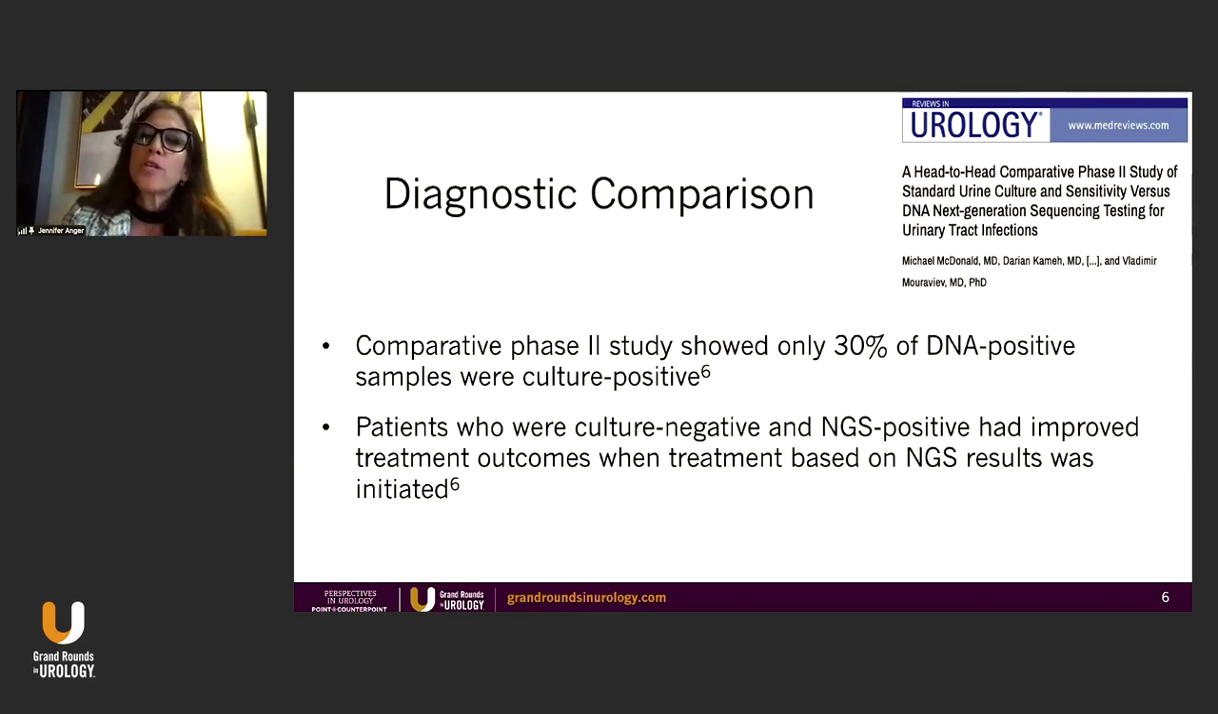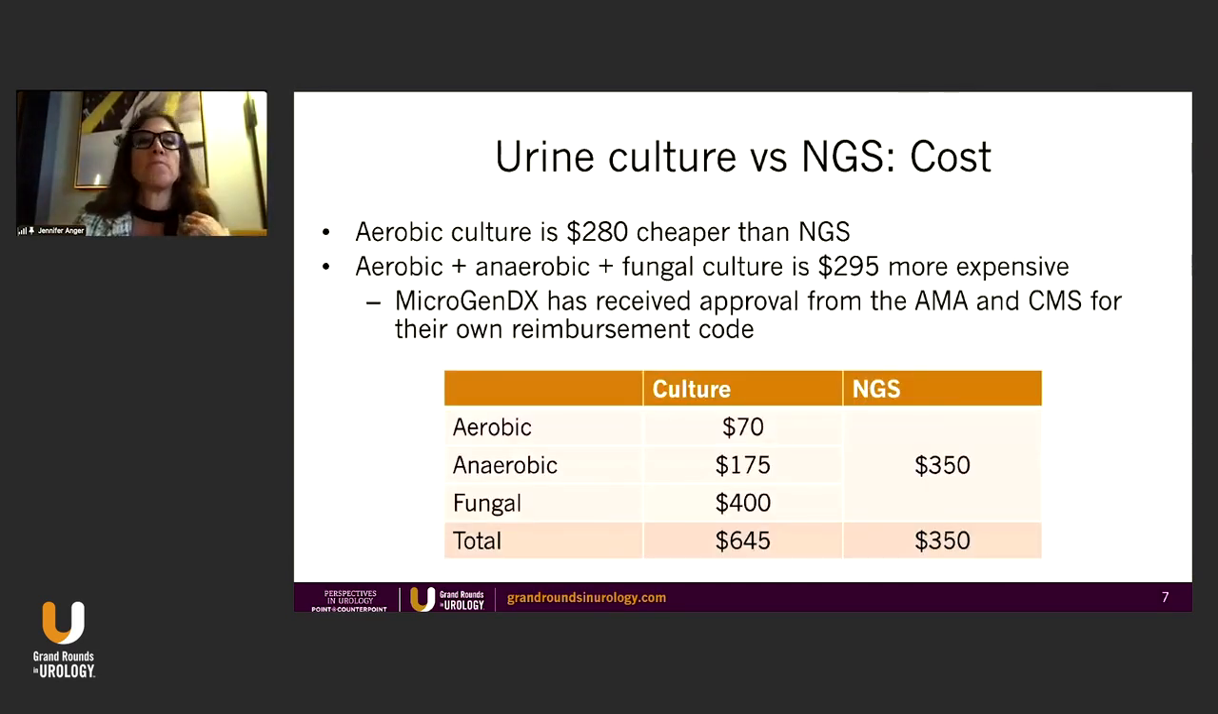One thing I just want to show is this head-to-head comparison, which actually showed, this is in cystitis, that only 30% of the samples that were DNA positive were culture positive, which shows that the DNA is more sensitive. And the patients did have improved treatment outcomes in the next generation sequencing group. What is important, though, and I think I mentioned that earlier, is that we didn't really look at the asymptomatic group and what the difference was in those patients.